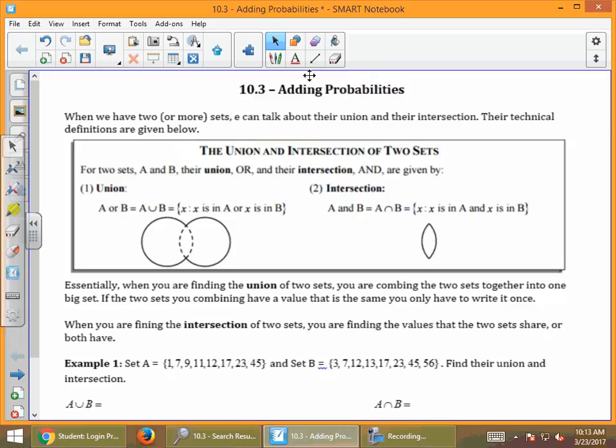Going to talk about adding probabilities. Before we can do that, we need to talk about the union and intersection of two or more sets. Okay?